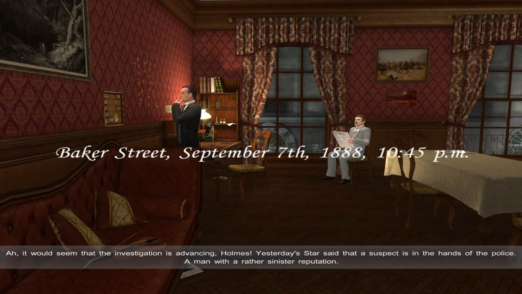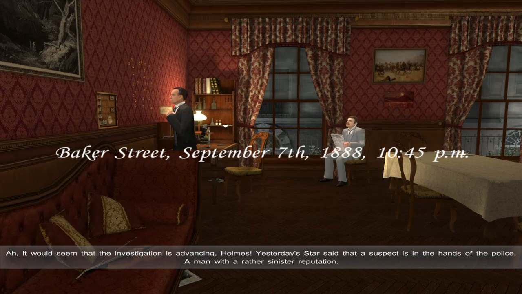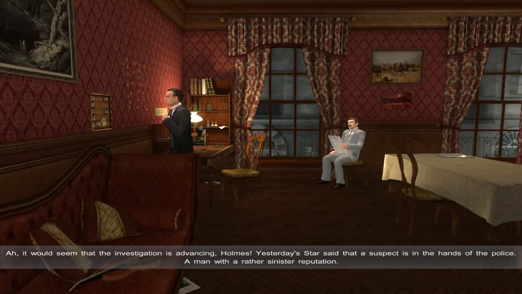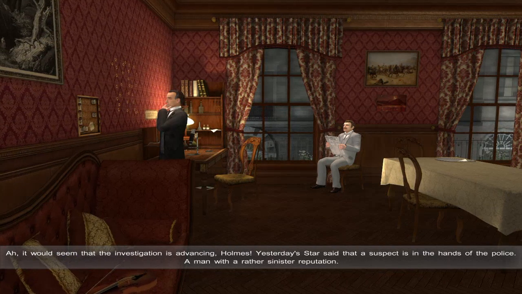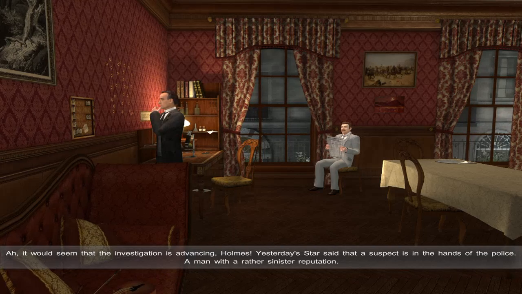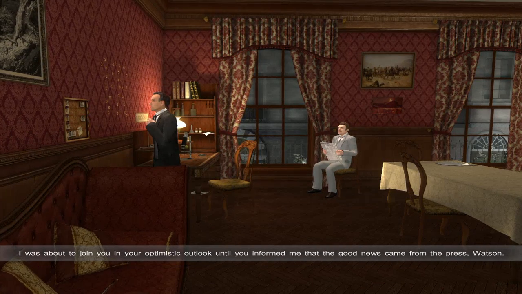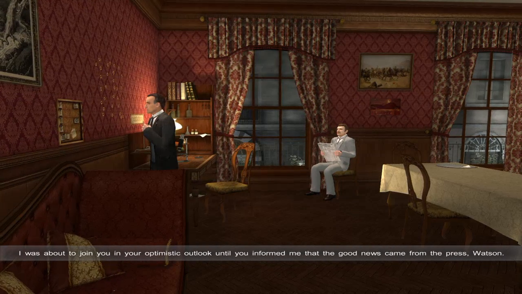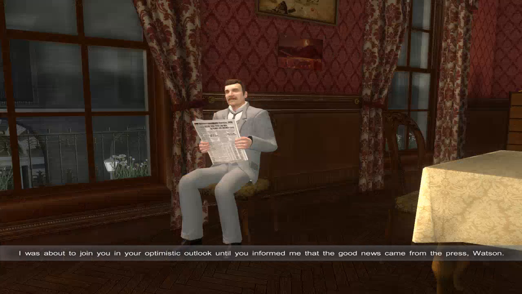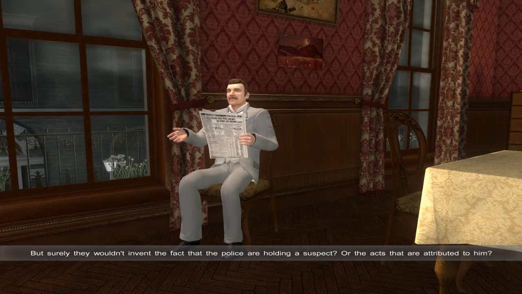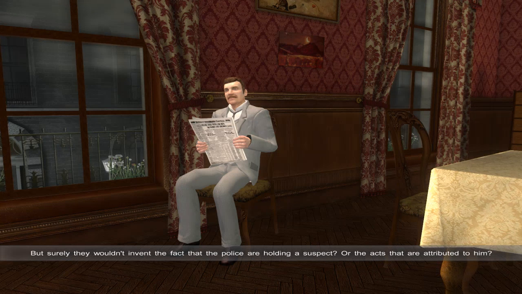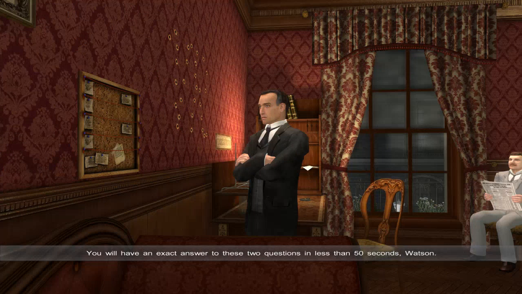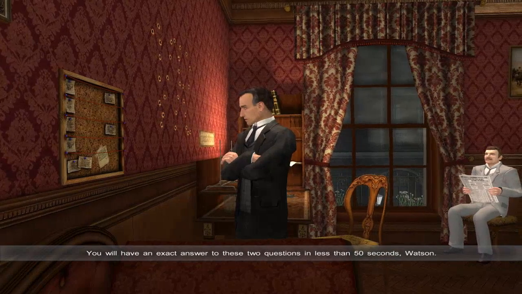Ah, it would seem that the investigation is advancing, Holmes. Yesterday's Star said that a suspect is in the hands of the police, a man with a rather sinister reputation. I was about to join you in your optimistic outlook until you informed me that the good news came from the press, Watson. But surely they wouldn't invent the fact that the police are holding a suspect, or the acts that are attributed to him. You will have an exact answer to these two questions in less than 50 seconds, Watson.